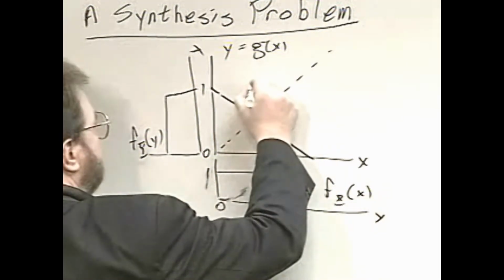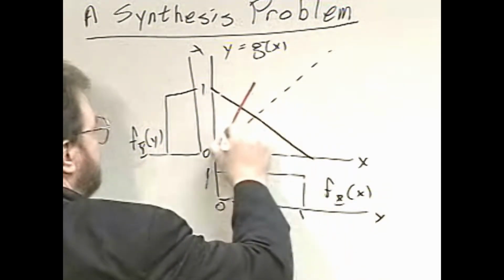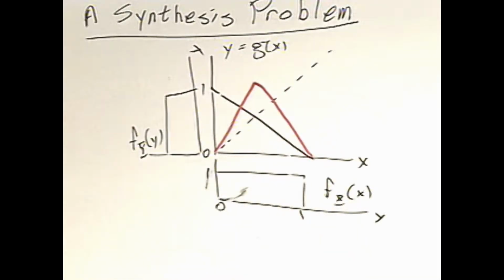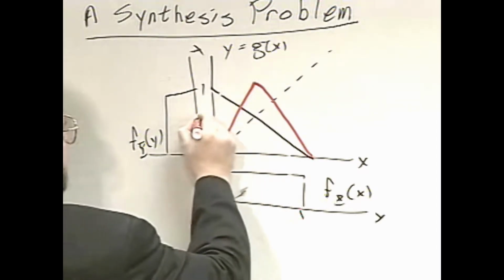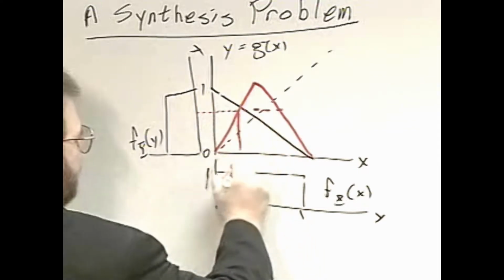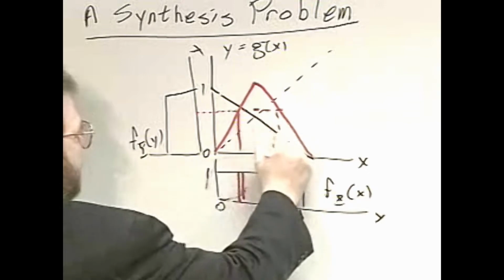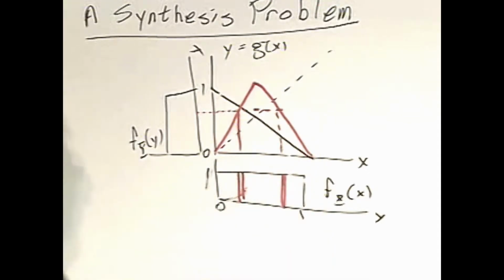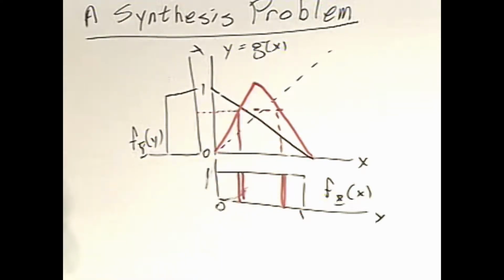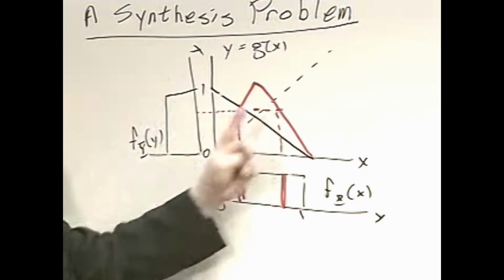Here's another one. I maintain that this red triangle will also perform that transformation. Why is that? If we look at a specific value of y, it gets mapped a little bit from here and a little bit from here. Both of these have a slope: this has a slope of 2, this one of minus 2.